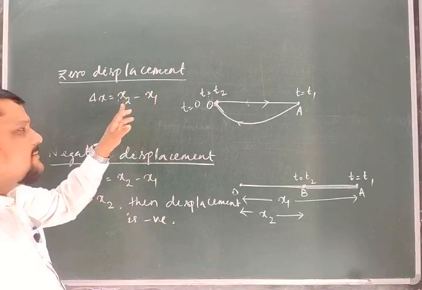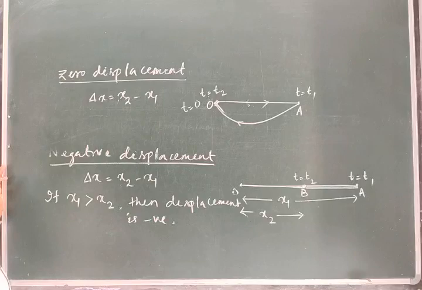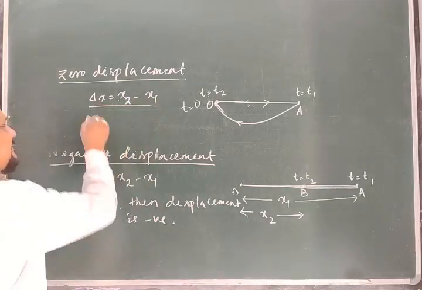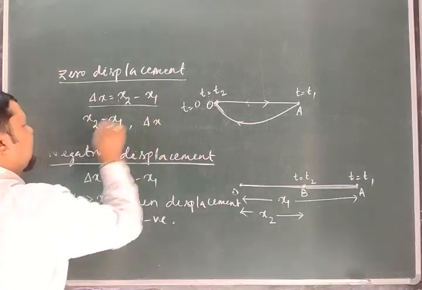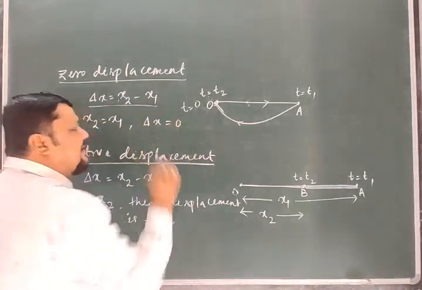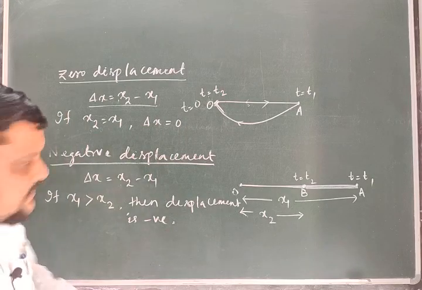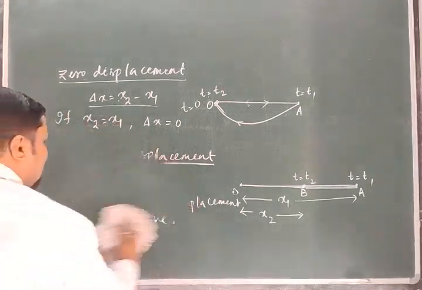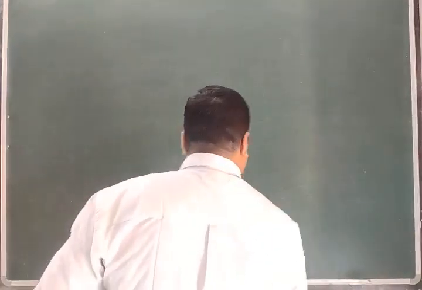So in this zero displacement, delta x, as you know, is x2 final minus initial. Remember always, displacement is the final minus initial, x2 minus x1. So in this part, when x2 is equal to x1, then delta x is equal to 0. So this gives you the zero displacement. Okay. Then these are about the types of displacement. We can say it is negative, positive or zero.